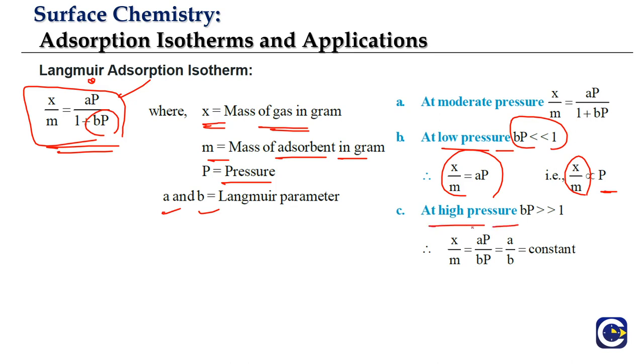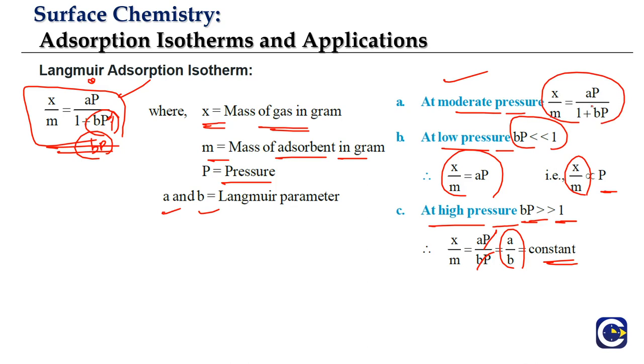And at very high pressure, the BP value is going to be very high in comparison to 1. So in the denominator, 1 plus BP, we can write it as almost BP. So P and P will cancel, and x by m will be A by B. So we are reaching the constant or saturation value. And at moderate pressure, the relation is x by m equals AP by 1 plus BP.